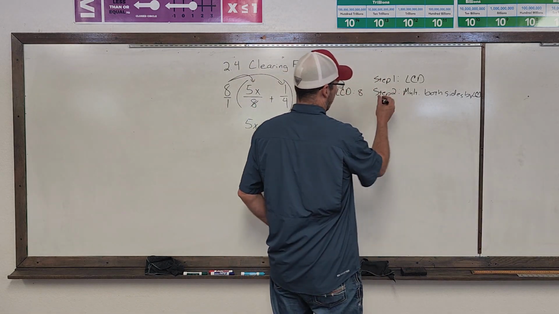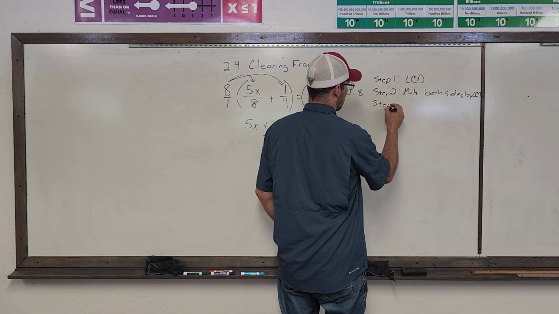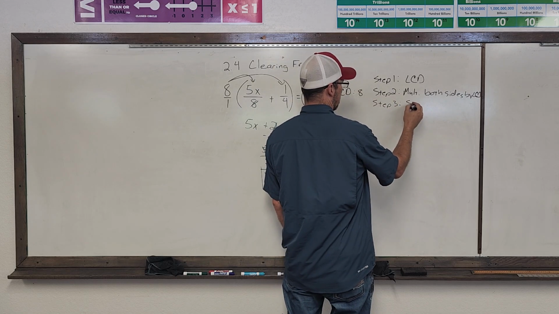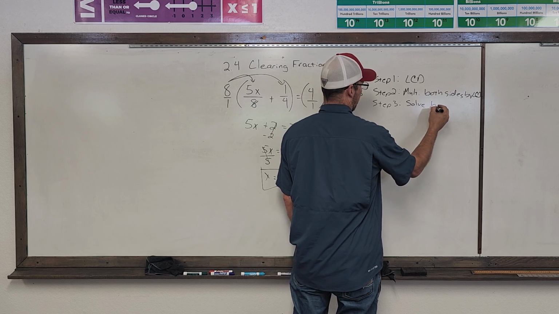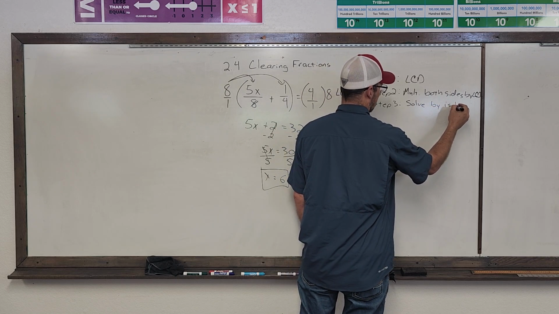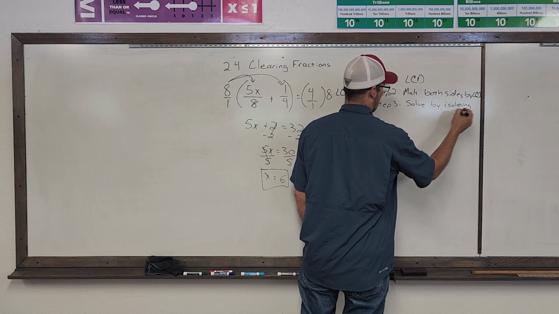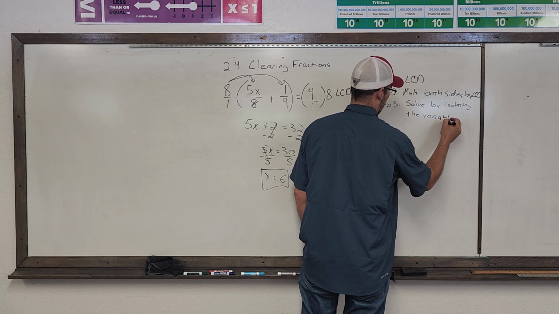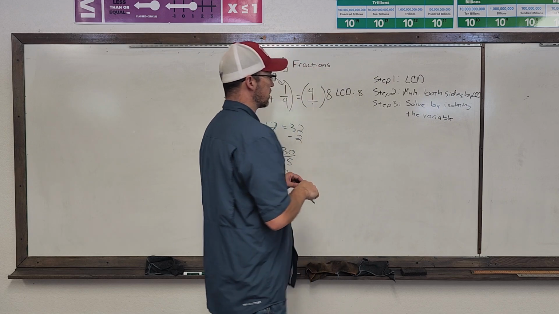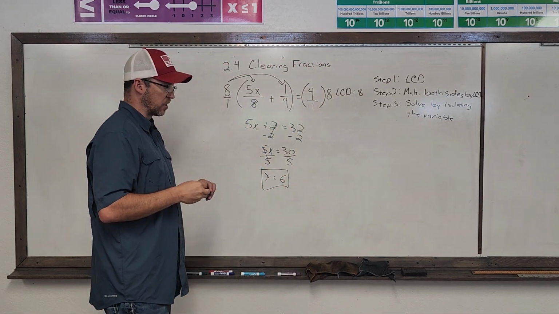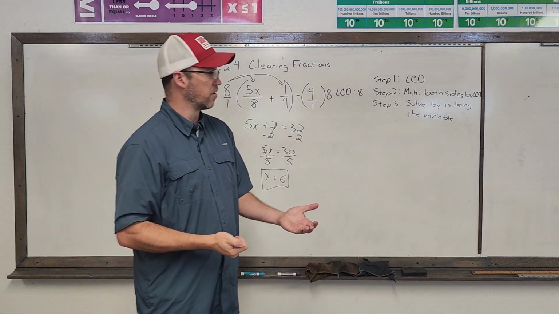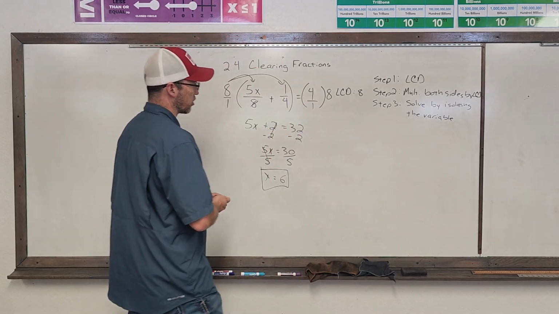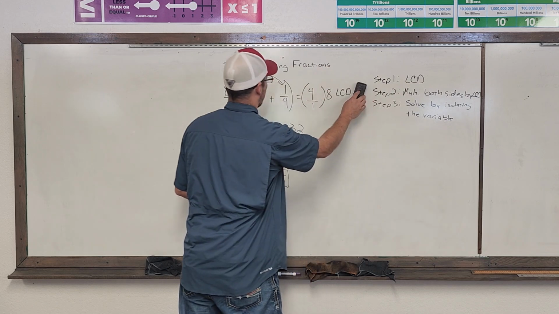All right, so step 3. Once I've cleared the fractions by multiplying by the LCD, is solve by isolating the variable. All right, so we have 3 steps. Granted, solve by isolating the variable could have multiple steps in and of itself, but we've learned how to isolate a variable. Today we're focusing on how to clear these fractions out. All right, let's look at another example.